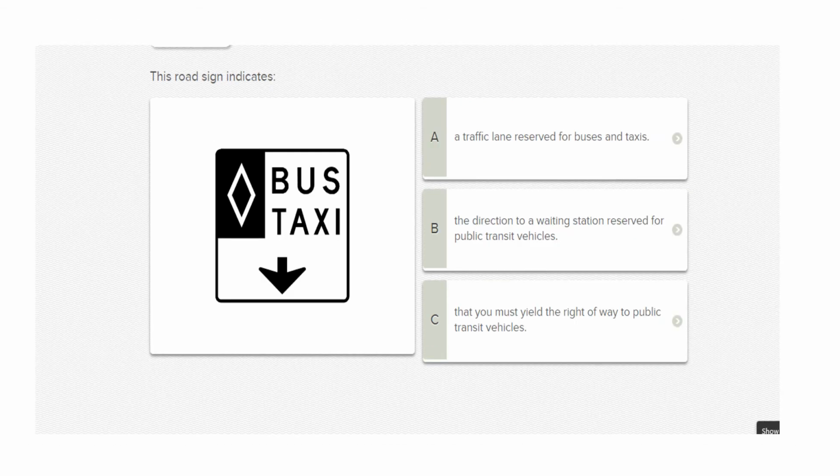This road sign indicates: option A, a traffic lane reserved for buses and taxis. Option B, the direction to a waiting station reserved for public transit vehicles. Option C, that you must yield the right of way to public transit vehicles.